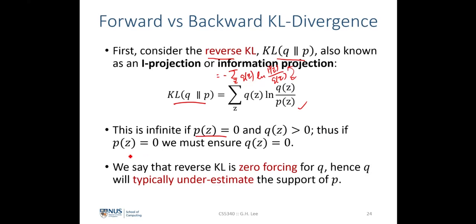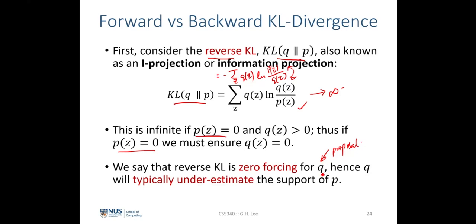Thus, in order to avoid this situation, if pz equals 0, in order to avoid this term here from tending towards infinity, what we need to ensure is that qz must also be equal to 0. Hence, we say that the reverse KL divergence is 0 forcing for q, which is our proposal distribution.